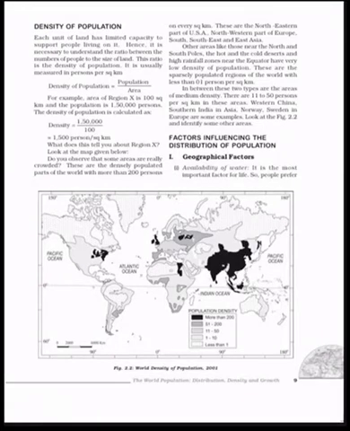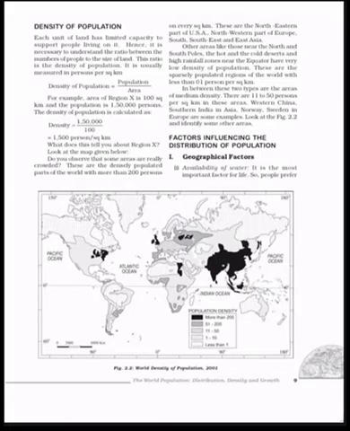Density of population. Each unit of land has limited capacity to support people living on it. Hence, it is necessary to understand the ratio between the number of people and the size of land. This ratio is the density of population. It is usually measured per square kilometer. So, density of population is equal to total population upon area. That means how populated one area is. It is densely populated or it is normally populated.